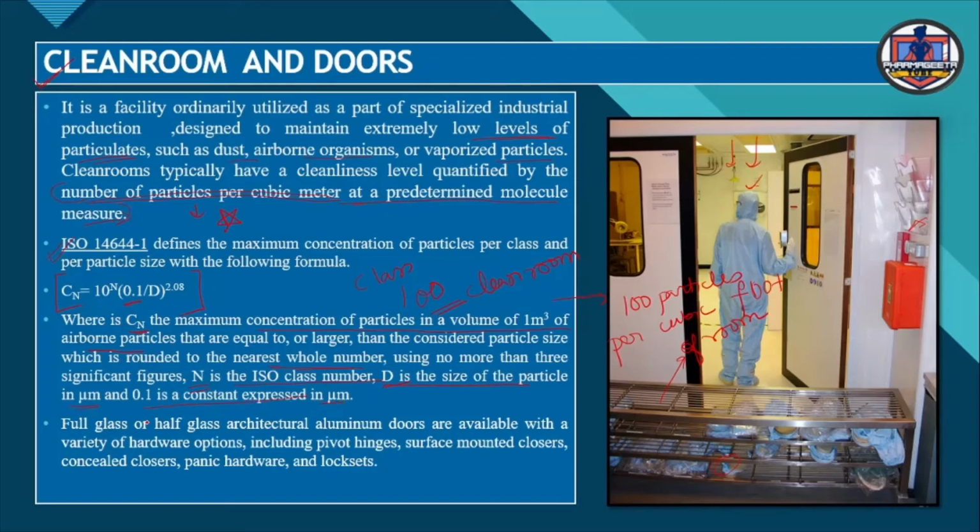Now the next part of the presentation is the doors. As you can see, full glass or half glass architectural aluminum doors are available with a variety of hardware options. Pivot hinges are provided here to pull or push surface mounted closures, concealed closures, panic hardware and lock sets.